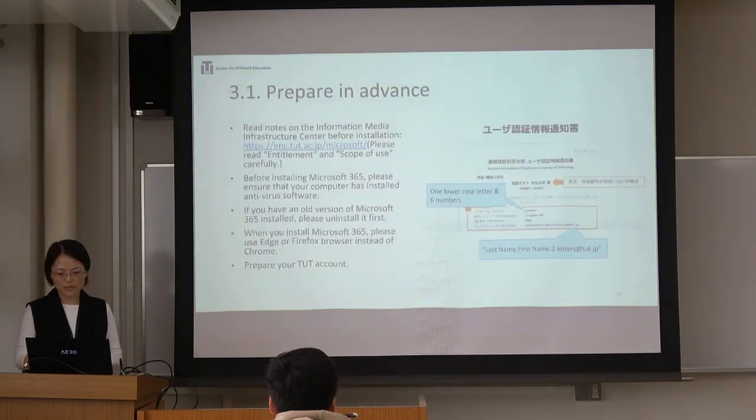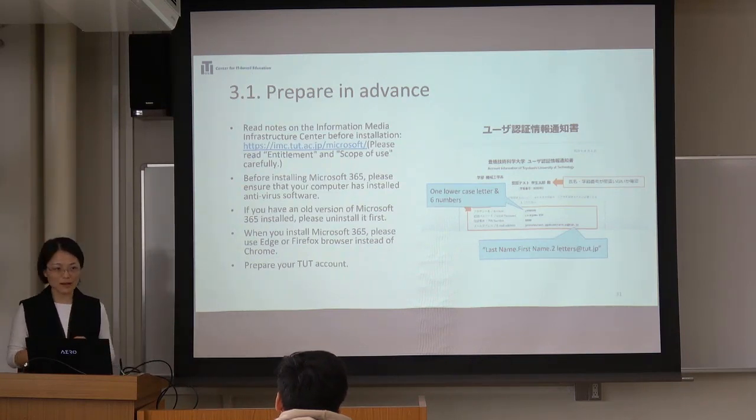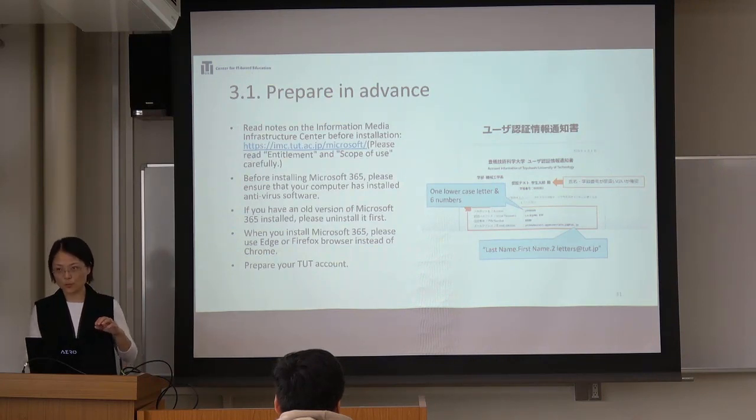Okay. The first one is you needed to prepare your account, of course. And if you have an older Microsoft 365 installed on your devices, please uninstall it before you use this campus license. Okay. So when you use the browser to install the Microsoft 365, please use Edge or Firefox browser. But I use Chrome, it's not a big problem actually. So, but if you experience a problem with Chrome, for instance, try other browsers instead.